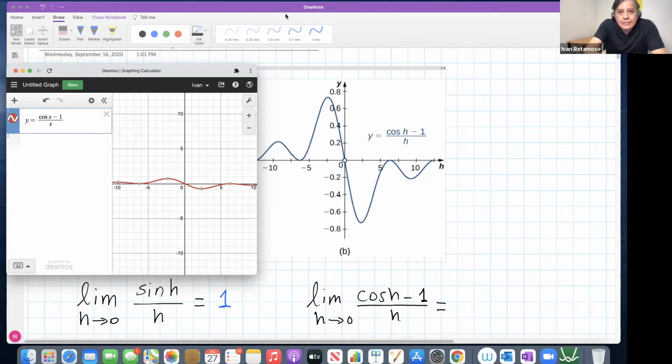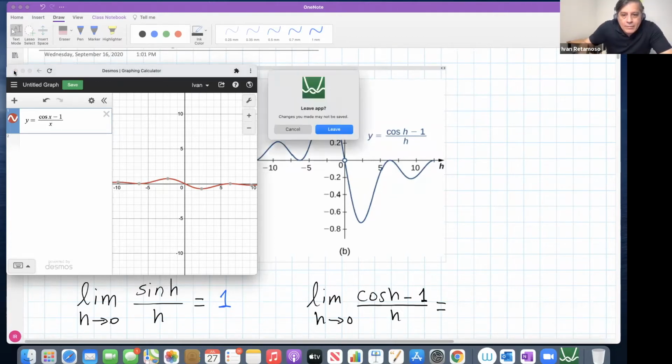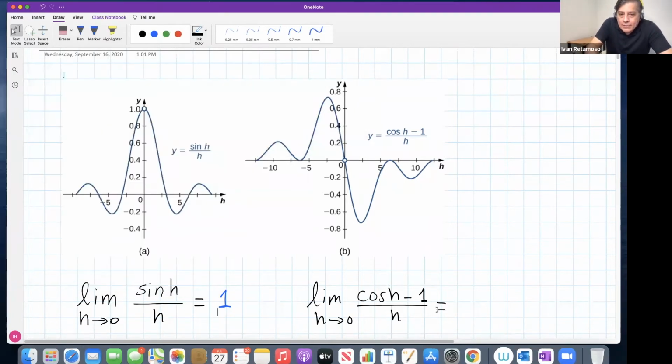Someone is figuring out. Sarah, very good. Excellent, Sarah. Yeah, very good, right? Sarah is saying the limit of this should be 0. Limit of cosine of h minus 1 over h as h goes to 0, 0.